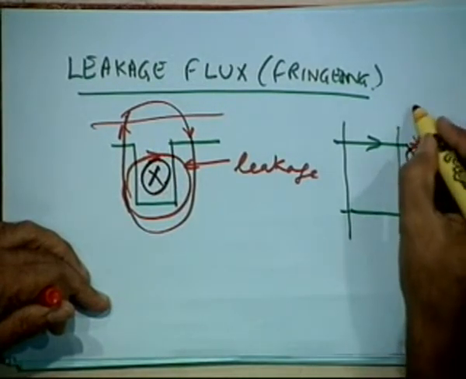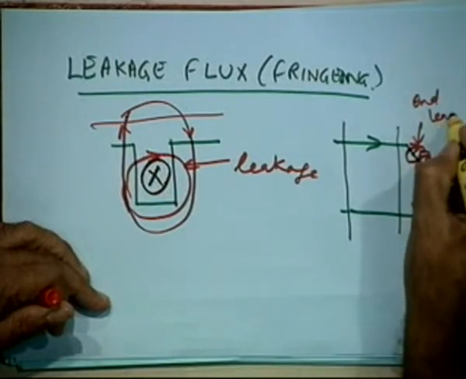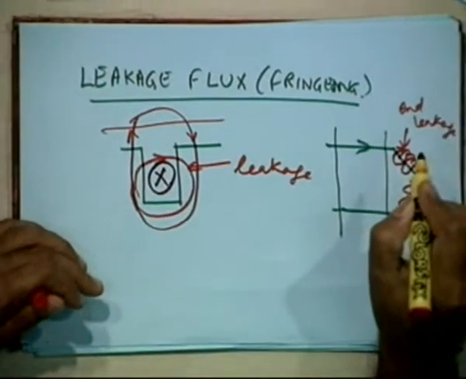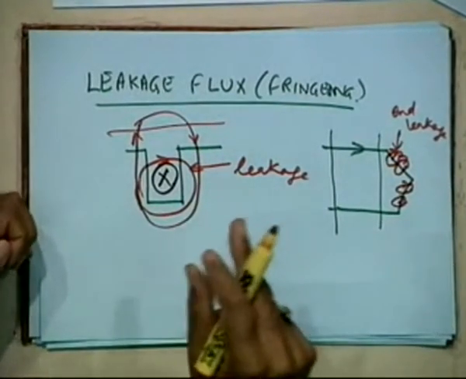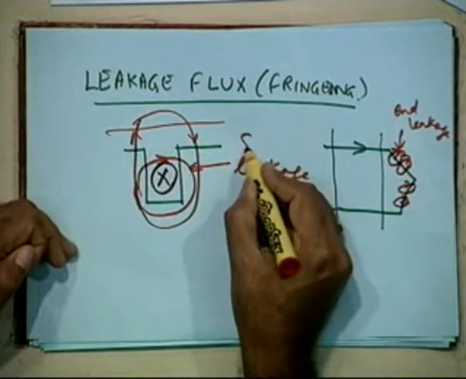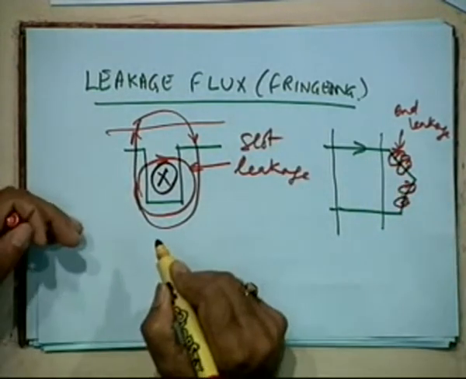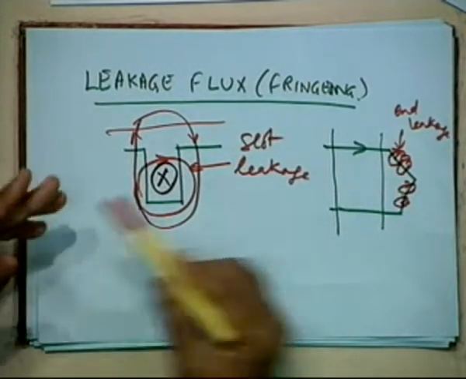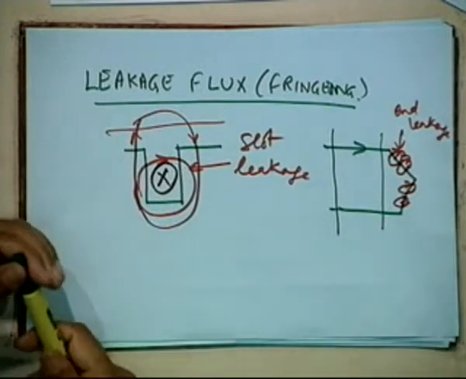So these are called end leakage. Okay. So when it goes into the air, it doesn't link the other member. Okay. So this is called slot leakage. This is called end leakage. And sometimes there is also another type.